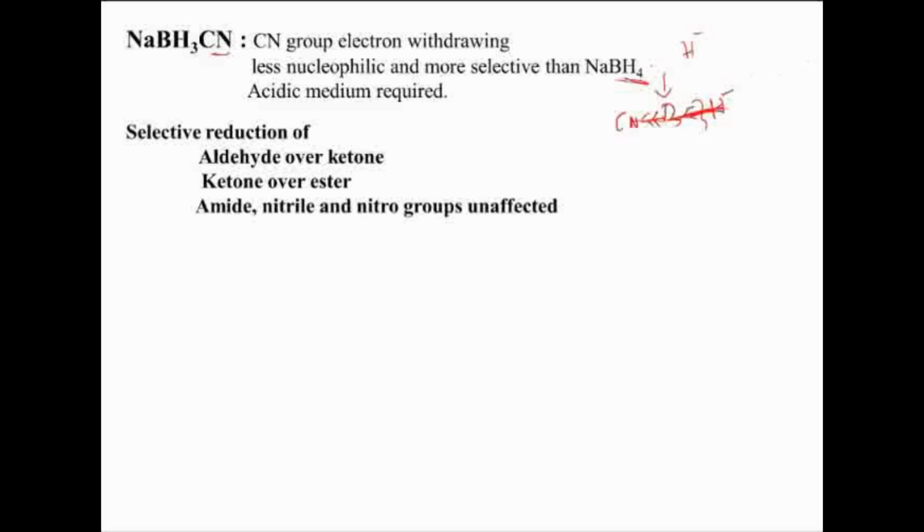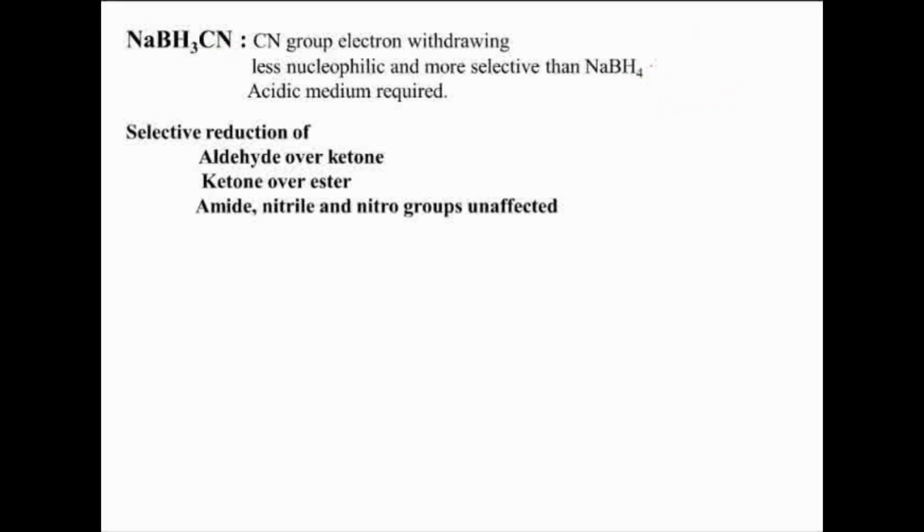Are you able to understand? So in borohydride, if there are electron withdrawing groups, it becomes less nucleophilic or less powerful. If they are electron donating groups, it becomes more nucleophilic or more powerful. So that we should know. And this is useful for selective reduction of aldehyde over ketone.